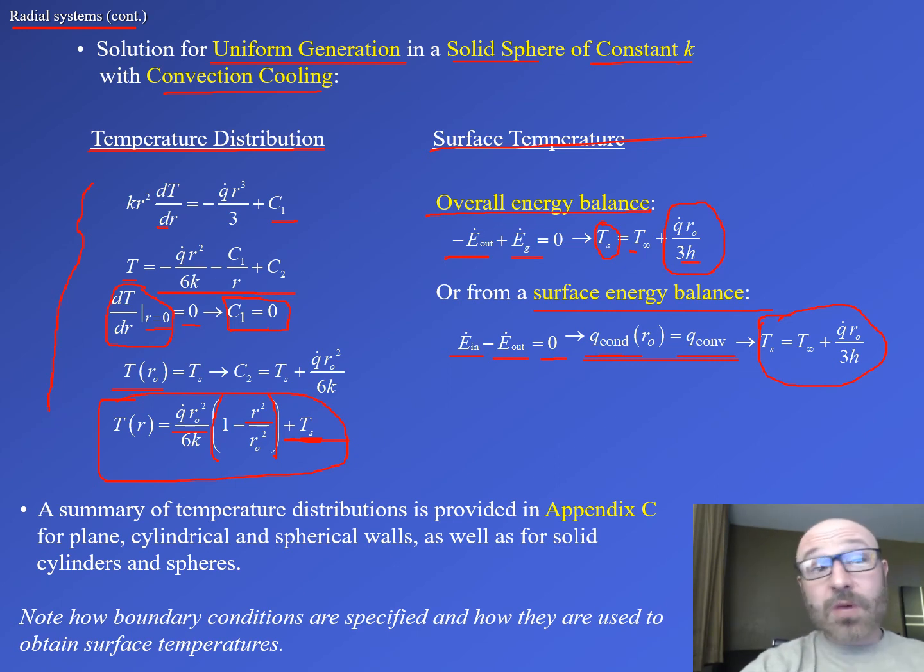Now, a summary of this temperature distribution is also provided back in Appendix C for plane, cylindrical, and spherical walls, as well as the solid cylinders and spheres. So this is just one specific case. You can go back to Appendix C, which we already took a look at earlier, to get all those general equations. You don't have to worry about going through all these derivations. Now note how the boundary conditions are specified and how they are used to obtain the surface temperatures. That is something important you need to pay attention to within your problem statement and your initial given diagrams.